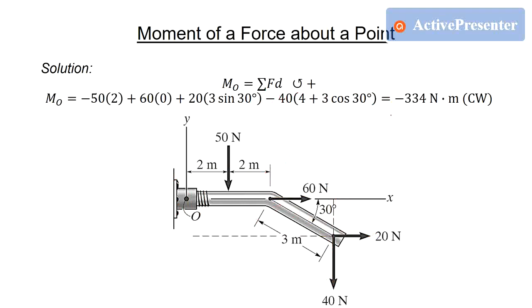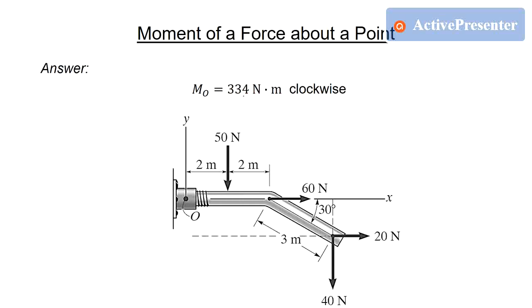So the answer is negative 334 Newton meter. So meaning the final answer is 334 Newton meter clockwise, because the answer is negative.